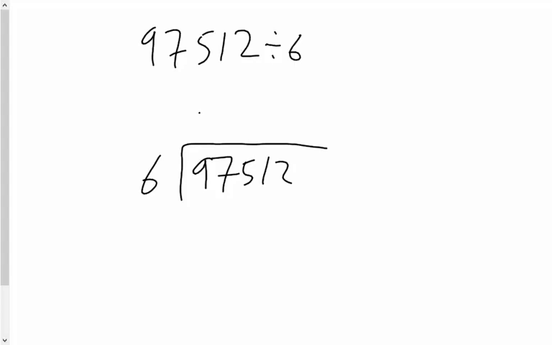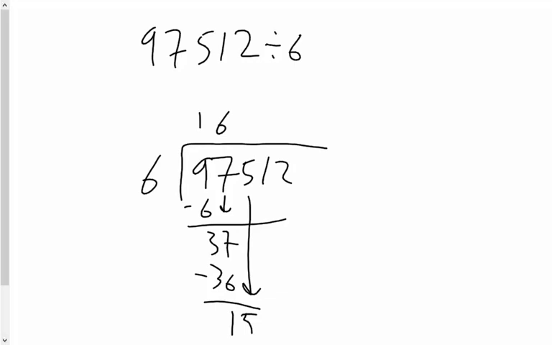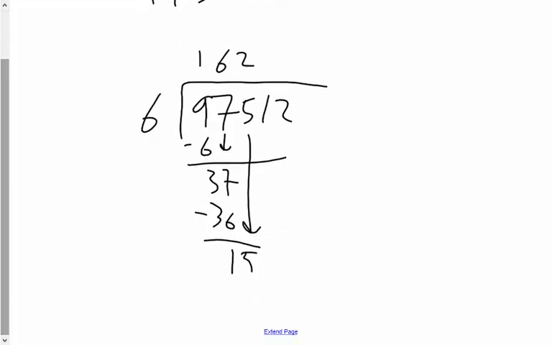6 goes into 9 one time, and then you subtract. Bring down the next number, 7. 6 goes into 37 6 times. 6 times 6 is 36, and then you subtract. Bring down the next number, 5. 6 goes into 15 2 times, and that would be 12, and then you subtract, you have 3. Bring down the 1. 6 goes into 31 5 times.